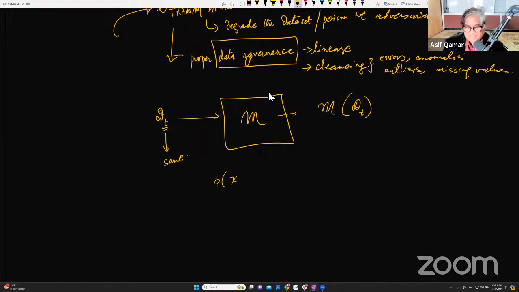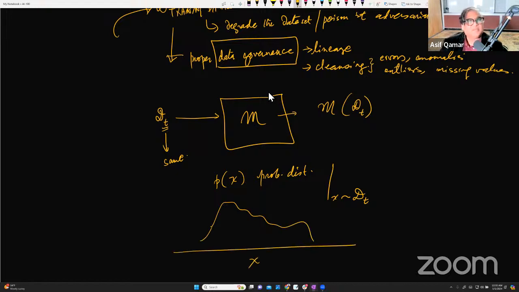where X is sampled from D, so guys, I hope this notation makes sense. This is the probability distribution of the data given that X, any point, has been sampled from the data set, this training data set. So it may look like this. Let's say that this is X. This is your probability distribution. Now, tomorrow, the behavior may change. So, for example, it may become something like this.